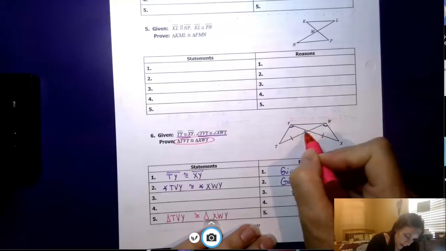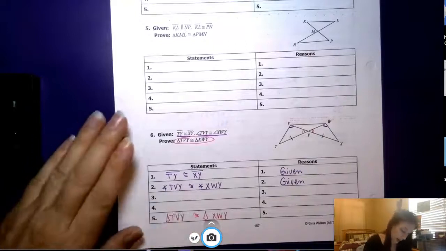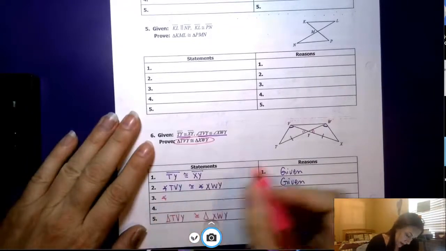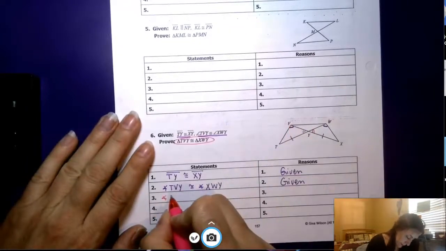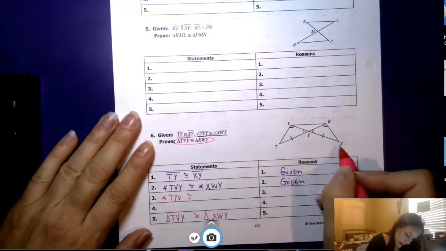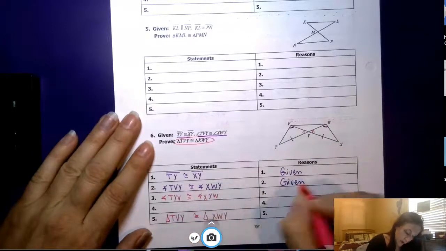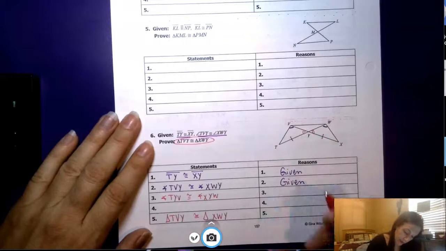What about this angle right here? Do I know this angle is congruent to this angle? I can go ahead and say that angle TYV is congruent to angle XYW because, put that down, vertical.